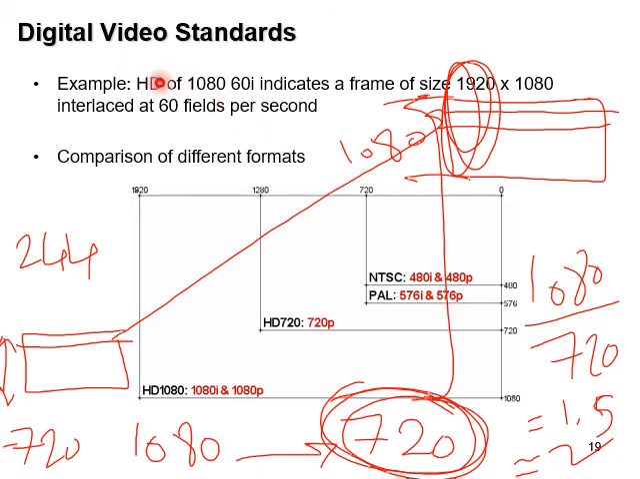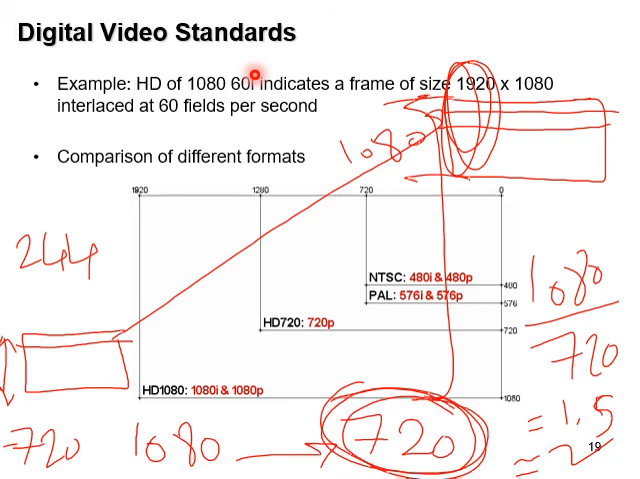So we say high definition 1080 60i. This means that you have 1080 for the number of lines, 60 refers to the number of fields per second, and if I is there, this means it's an interlaced video. If P is there, this means it's actually progressive scanning, so the whole frame is drawn in front of you.